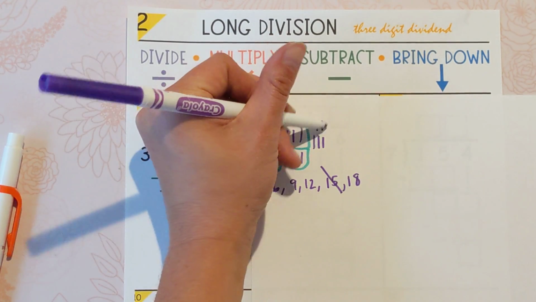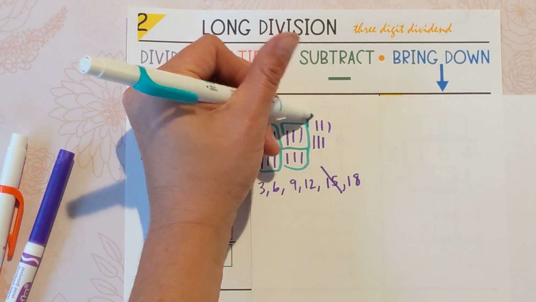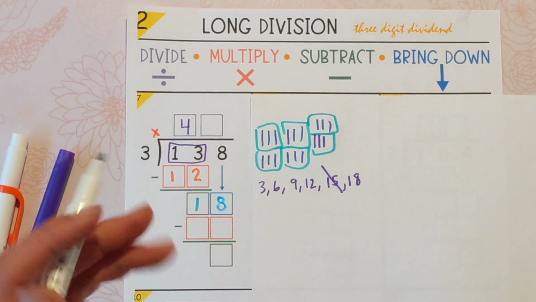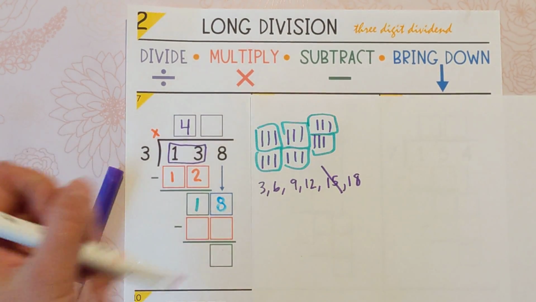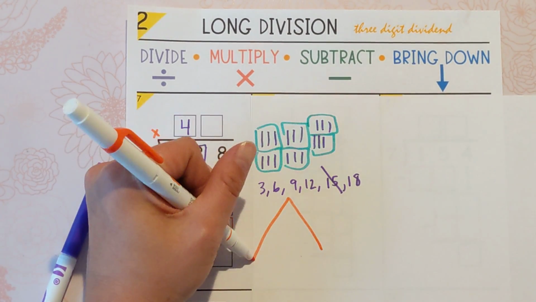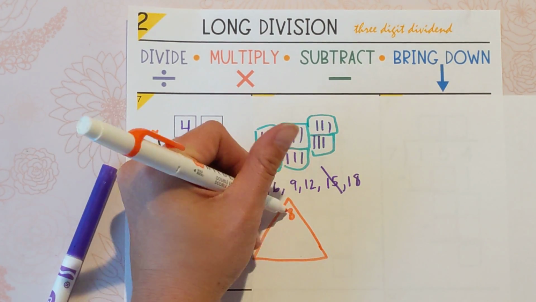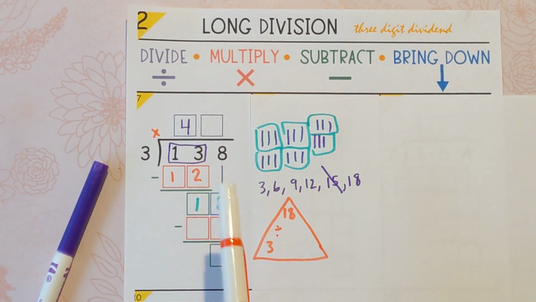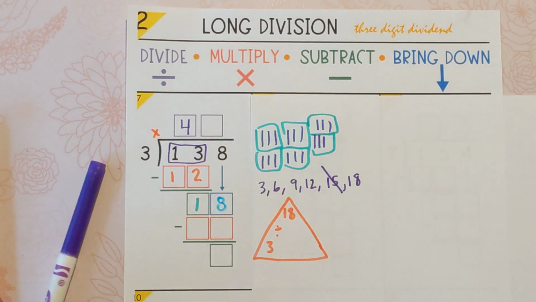You are welcome to use any division strategy you want. If you know your times tables, this gets really easy, really fast. So that's definitely something that will be helpful. So if you already know what 18 divided by 3 is, you're good to go. So 18 divided by 3 is 6.